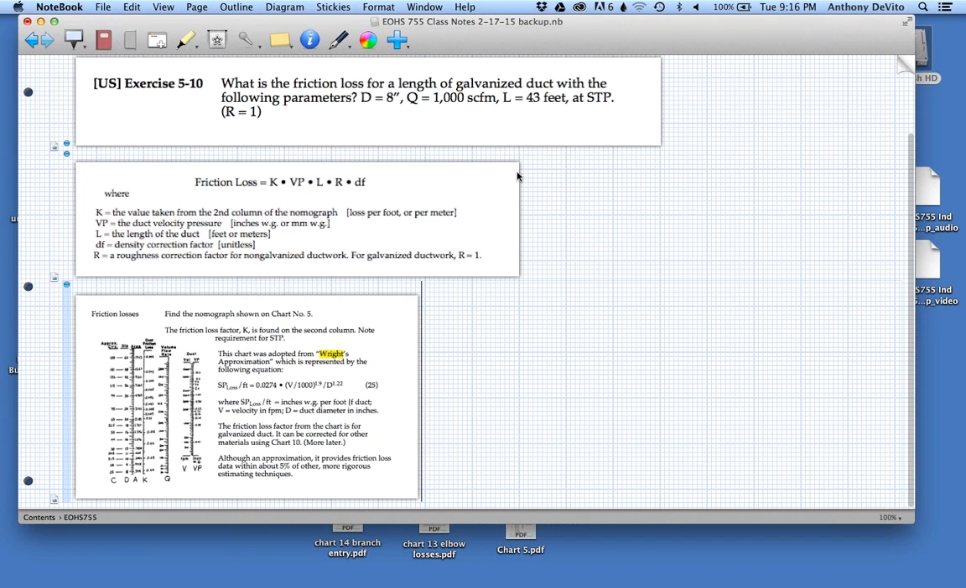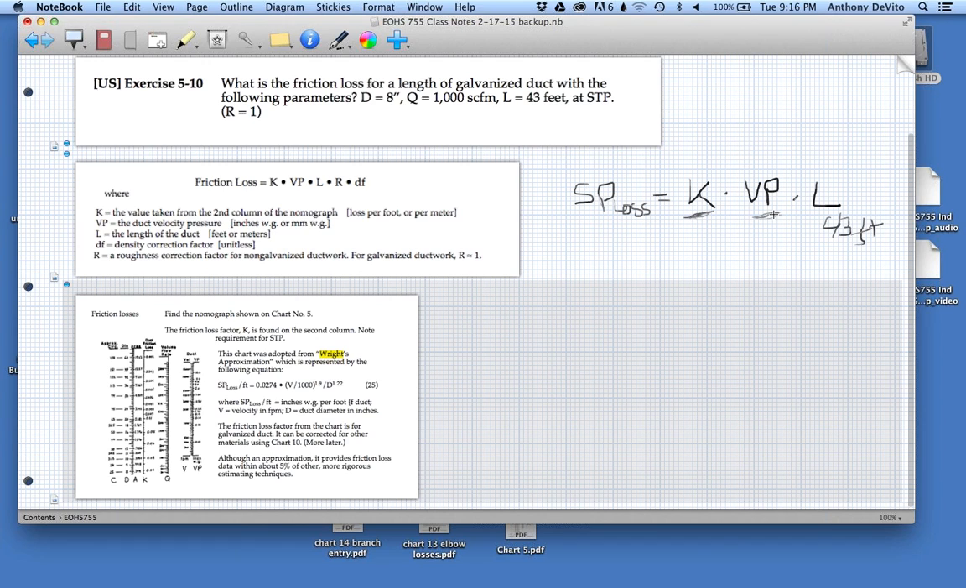The formula here is going to be the static pressure loss is equal to K times the velocity pressure times the length. I know the length is 43 feet, and that's in the right units already. K is unitless, but we have to look that up; that's going to come from a table. But I need to know what the velocity pressure is.